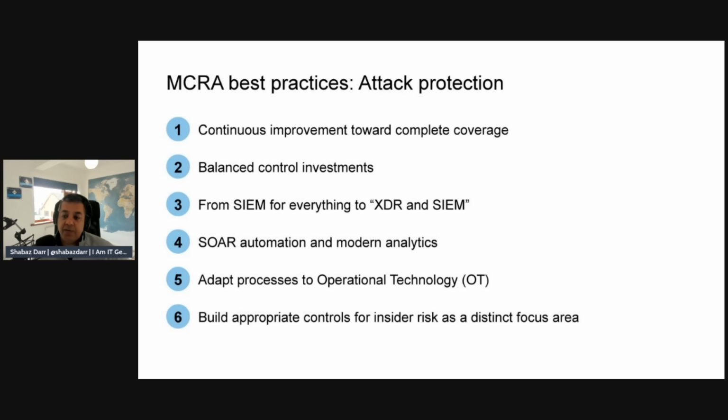When we talk about the MCRA best practice for attack protection specifically, first of all, continuous improvement towards complete coverage. Always work to continuously improve coverage of the attack chain, to areas with no visibility and highly vulnerable areas with no preventative controls. When we say balance control investments, this is about balancing investments into security controls across the full life cycle: identity, protect data, respond and recover.